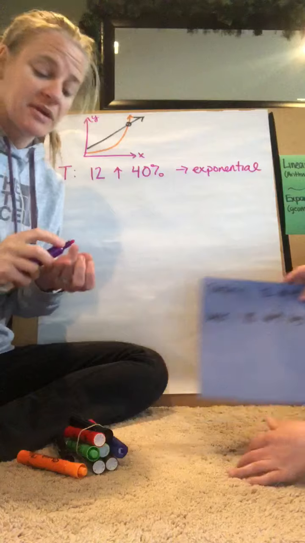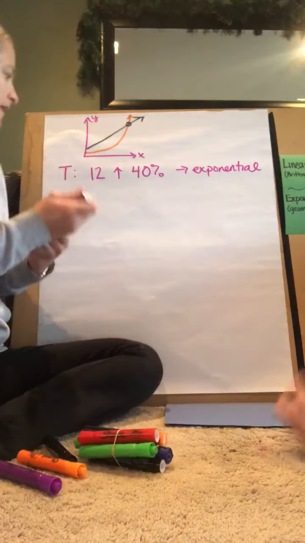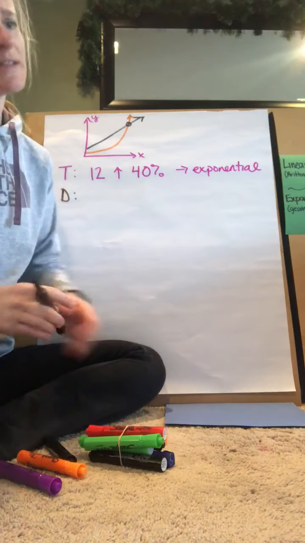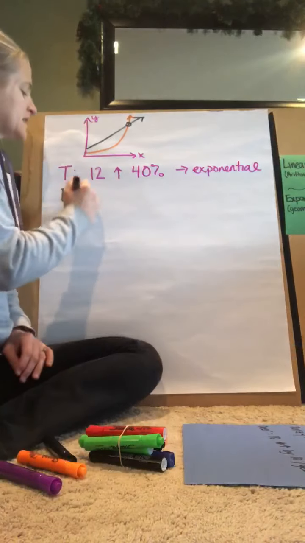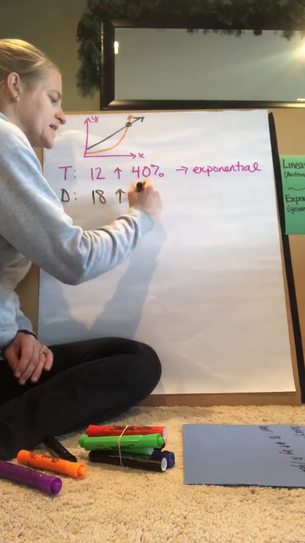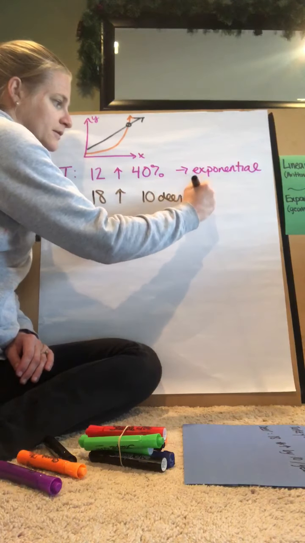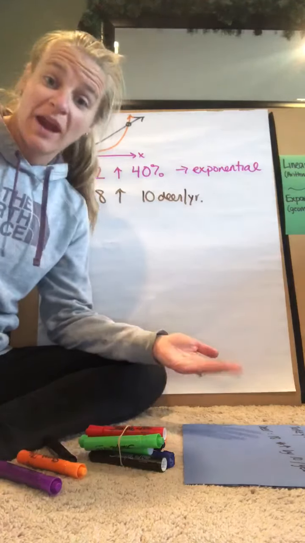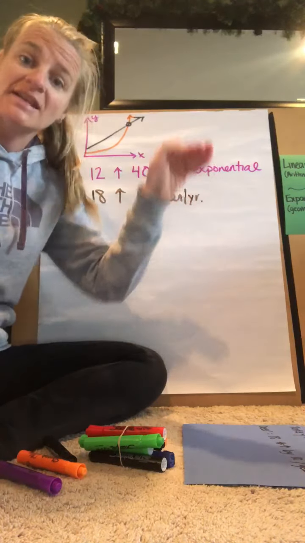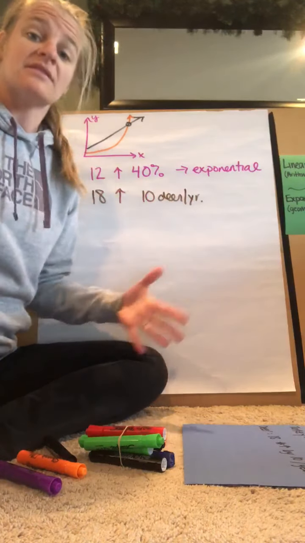Okay, so that's exponential. Now your white-tailed deer population started with 18 deer, and this was increasing by 10 deer per year. That's your rate, so this automatically is now linear. We're adding 10 each year. Now, is this really happening? No, but this is our example.